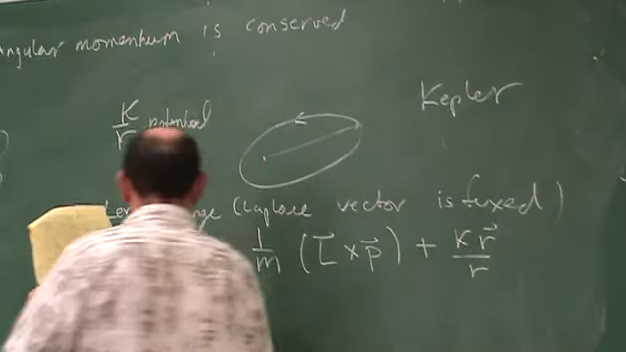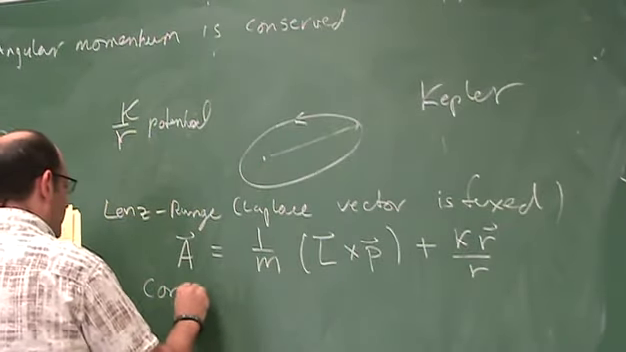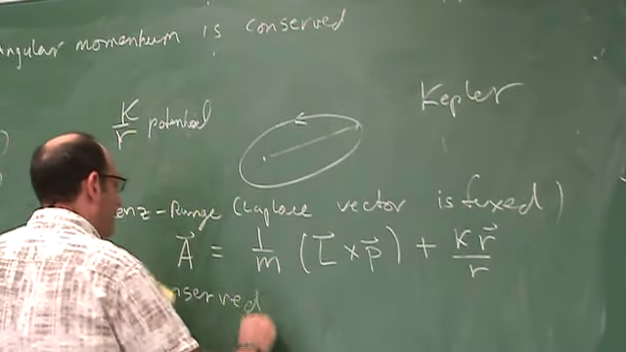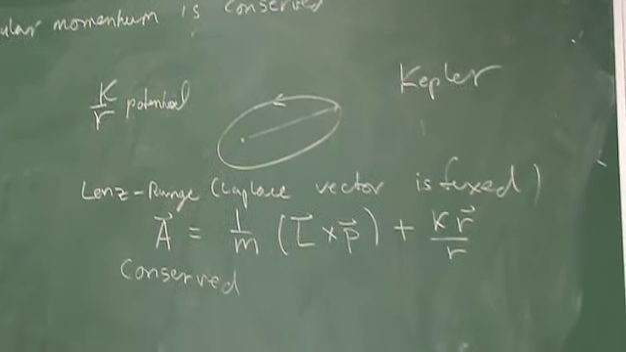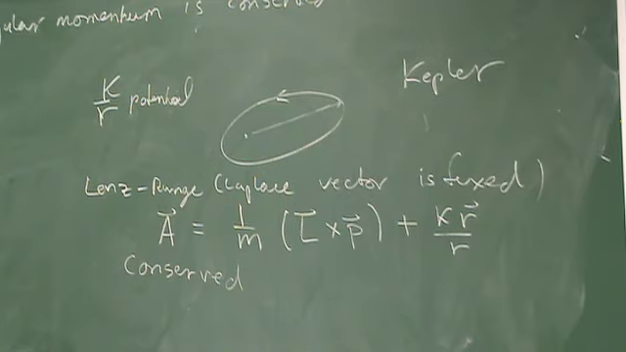This is conserved. If you were to take the time derivative of this vector in the presence of this potential, you would find that this is constant. Okay? Now, that has implications for quantum mechanics, because conserved quantities are related to symmetries.